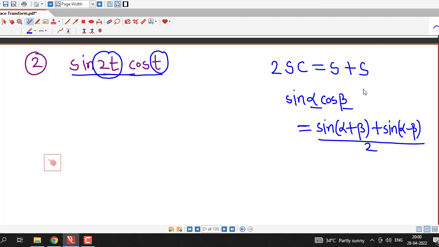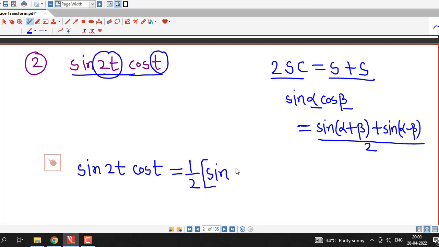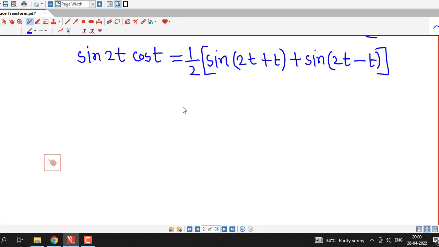So whenever the angles are different, we can use this formula: 2 sin cos equals sin plus sin. Using this formula, first we rewrite our function: sin 2t cos t equals 1/2 times [sin of 2t plus t plus sin of 2t minus t], and this is equal to 1/2 times [sin of 3t plus sin t].